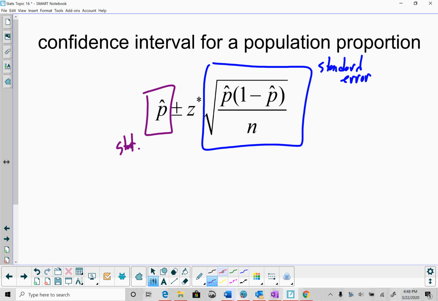And now the part where we need to have a little bit of discussion is on that guy, Z star. This represents a critical value from our standard normal distribution to get us the confidence level that we want. So that Z star is going to be a specific number, and we're going to put that in as part of our lovely calculations to create this confidence interval.